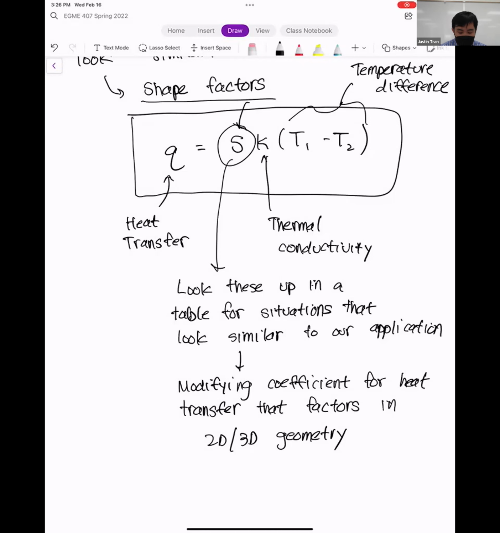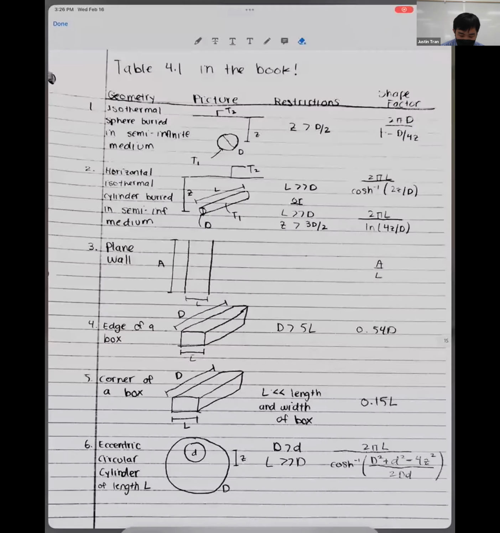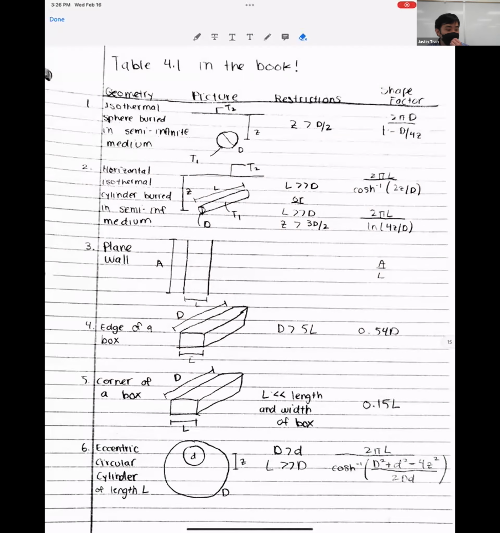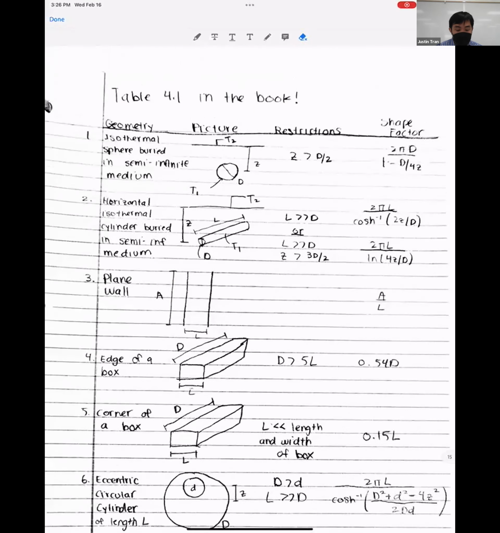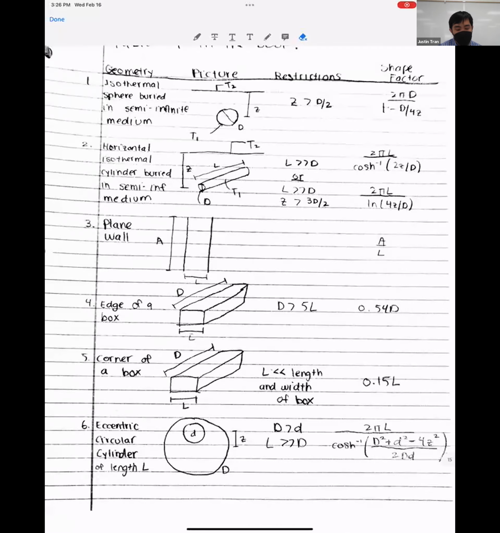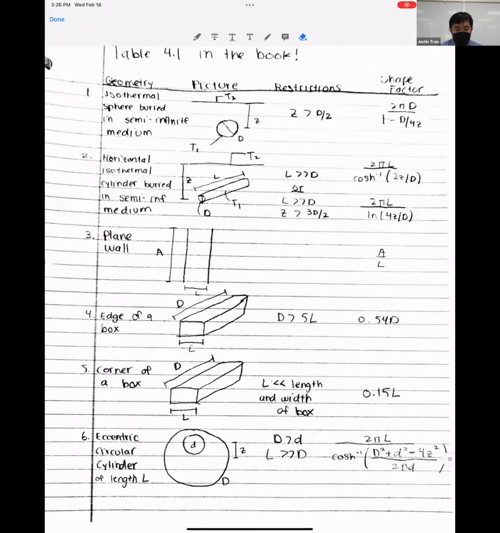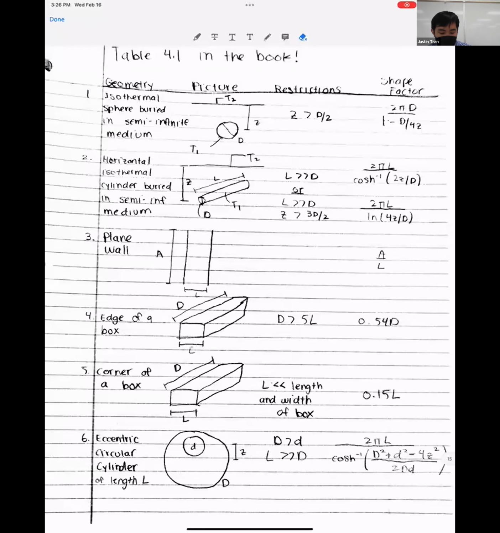Actually, let me go ahead and show you that table before we move on. I think it helps a lot. This is in the notes that I posted online, and you don't have to copy this down because it's a lot to write down. There are 4 columns to this table. We have a column for the geometry, which describes what the geometry is. If we look at the first row, the geometry is an isothermal sphere buried in a semi-infinite medium.